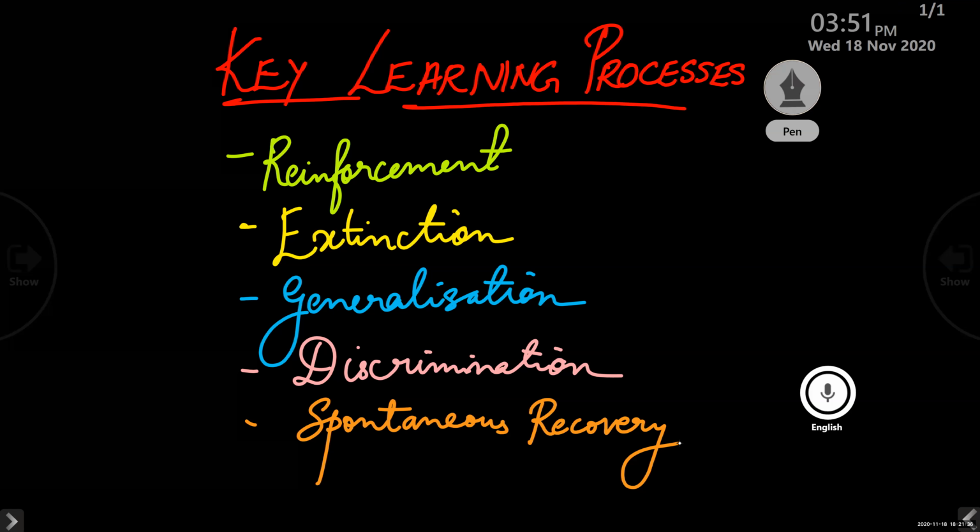Okay. So these are the main processes: reinforcement, extinction, generalization, discrimination, spontaneous recovery. If I ask you an essay question for explaining the key learning processes, for any learning process, there are these many key processes happening in between. So they are reinforcement, extinction, generalization, discrimination, and spontaneous recovery. Okay. And we'll now see what they are. Reinforcement we already discussed. We just have to discuss two things about it.